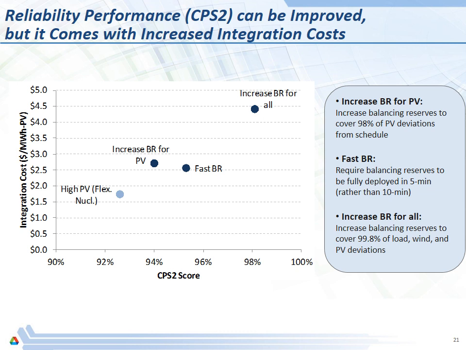If we looked at other options, such as increasing our balancing reserve rules even more, another option would be to increase the rate of deployment of balancing reserves. If we made it so that balancing reserves could be fully deployed in 5 minutes versus 10 minutes, then we saw that we could increase our CPS2 score. Or if we really increase our balancing reserve, we could really crank that CPS2 score up.